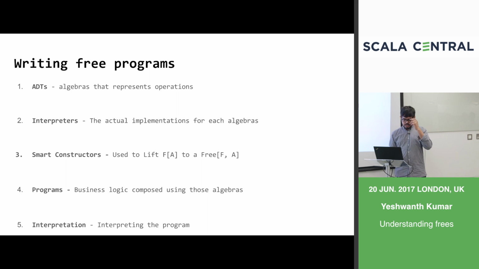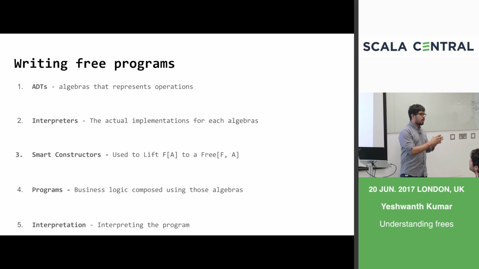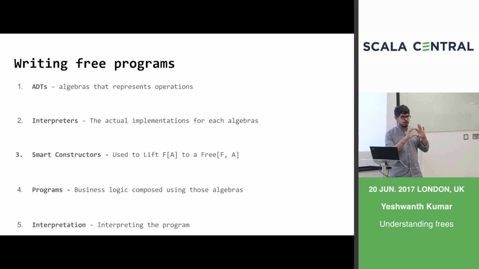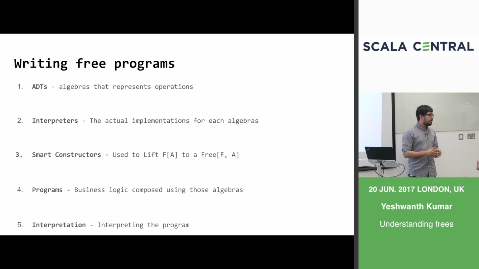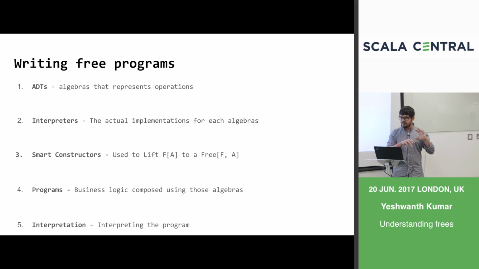Smart constructors. Smart constructors are used to lift a specific algebra, or a bunch of operations that you've defined, into a free context. We'll look at it in a minute, but just understand that in order for you to flatMap something, typically in a for comprehension where you write your business logic, you want to lift your algebra into the free context, for you to be able to do anything with it. That's what smart constructors do.